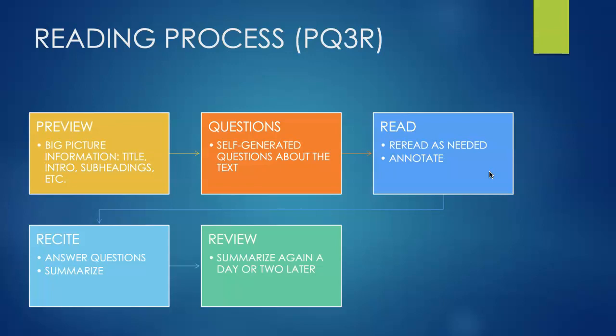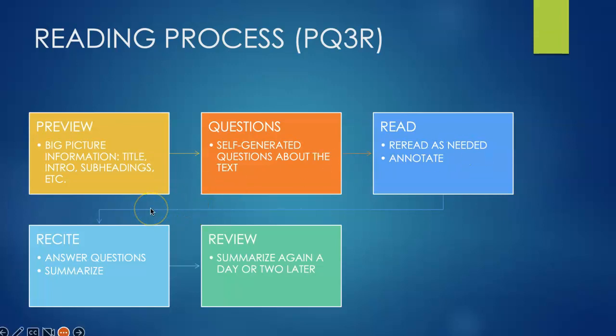So let's just review really quickly. We start with previewing and questioning. So you look at the general information, the introduction, the title, and you come up with some questions about the text. Then you read and make sure you're annotating as you go so that you have those notes to come back later. It's going to help you if you need to take a test, take a quiz, write a discussion, write a paper, write a paragraph, have a conversation, all of those things.